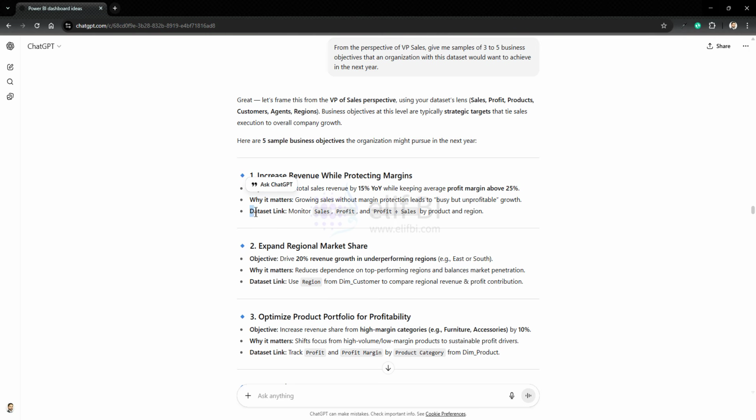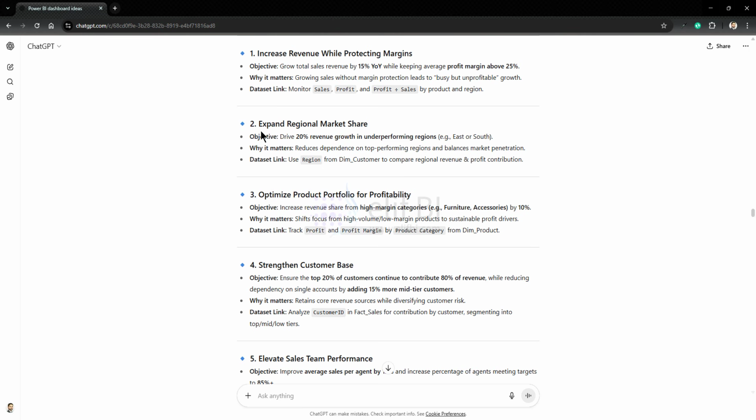Also, we get some kind of dataset link that tells us that you can use sales profit divided by sales to get the profit margin. So it will tell you the objective, why it matters, and how you can use your dataset for that. Similarly, we've got expanding the regional market share, something that we saw in the slide. And then the third one is optimize the product portfolio for profitability.